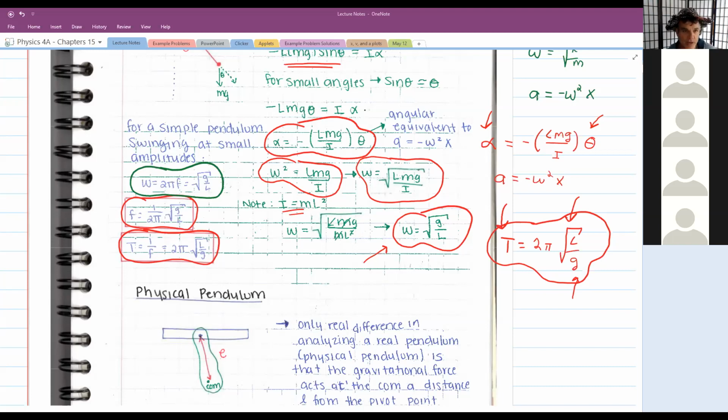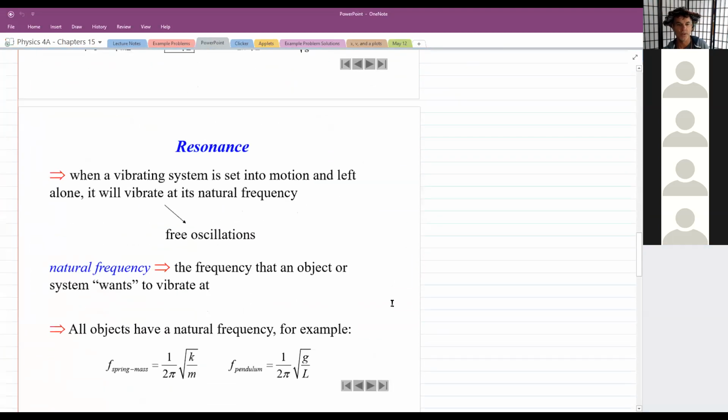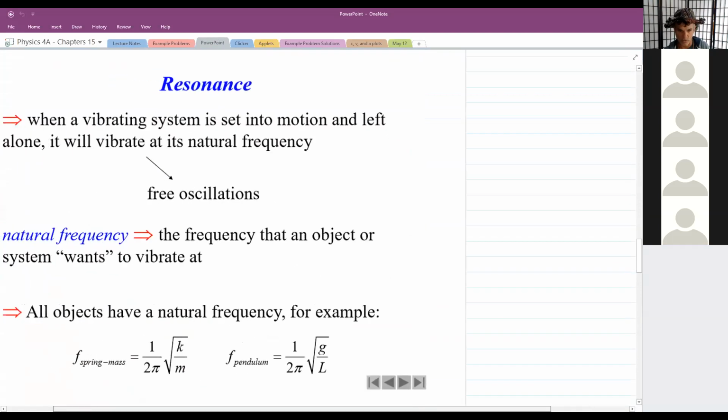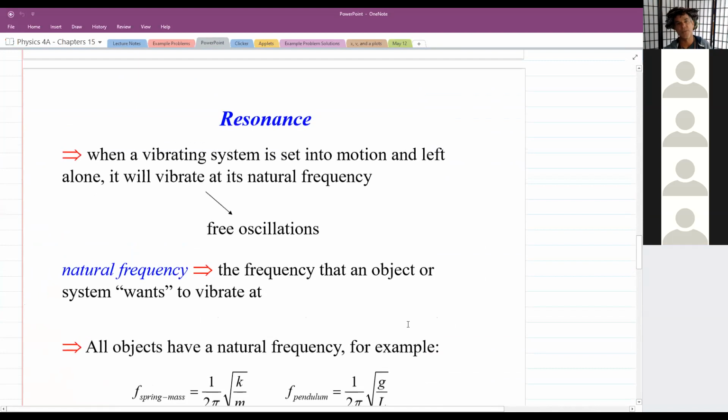Okay, very last thing I want to talk about conceptually is this cool thing called resonance. And this comes up in so many different things that you'll talk about this in Physics 4B. There's lots of interesting applications.